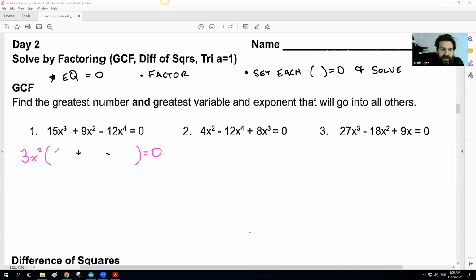So 15 divided by 3 is 5x. A 9 divided by 3 is 3. We're just going to leave it like that. And then 12 divided by 3 is 4, and we have x to the 4th. We're going to take away 2 of them, so x squared. Okay, so we factored this.